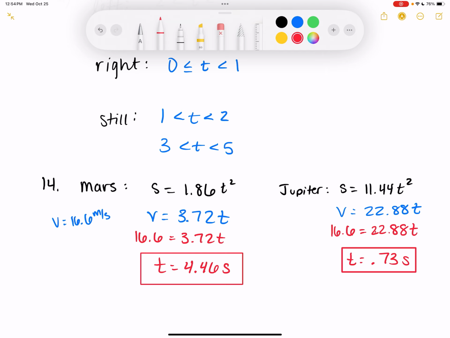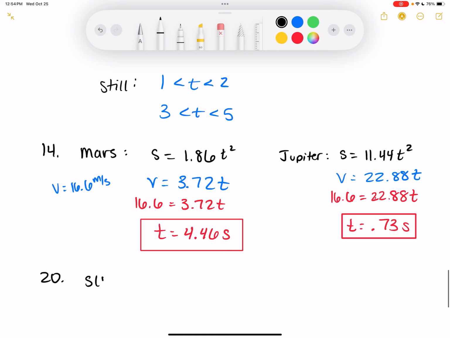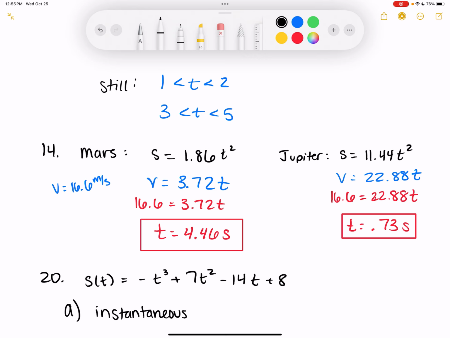We're looking at A, B, and C. So 20, it says a particle moves along a line so that its position at any time t greater than or equal to 0 is given by the function s of t equals negative t cubed plus 7t squared minus 14t plus 8, where s is measured in meters and t is in seconds. And so the first thing it wants us to find is the instantaneous velocity. And it wants it at any time t.